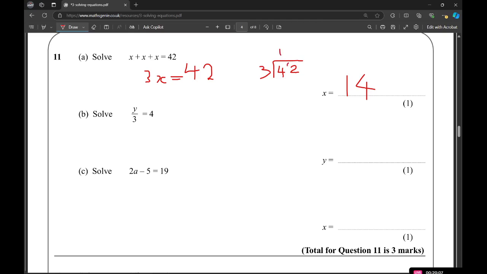3s into 12 go 4 times. So that's 14. Okay, part B.